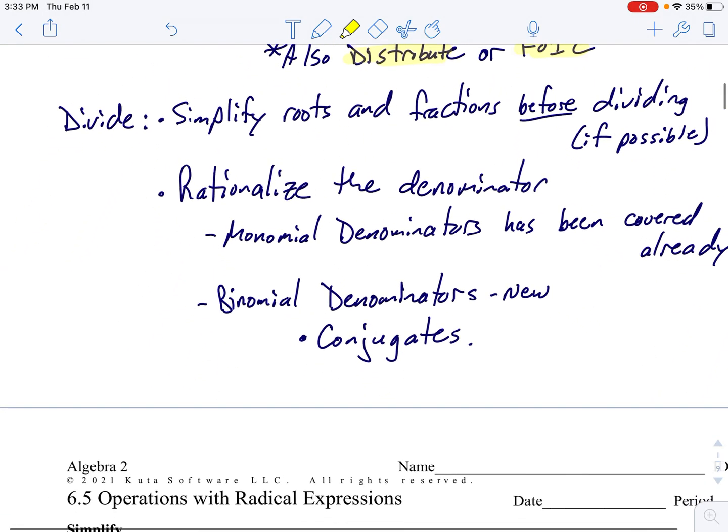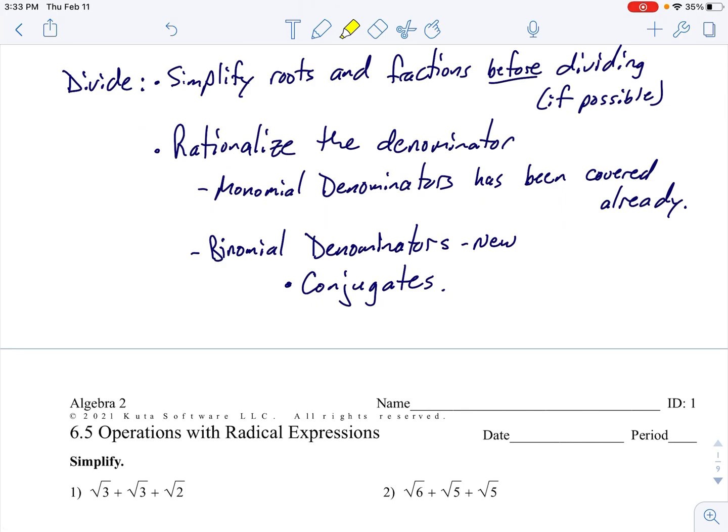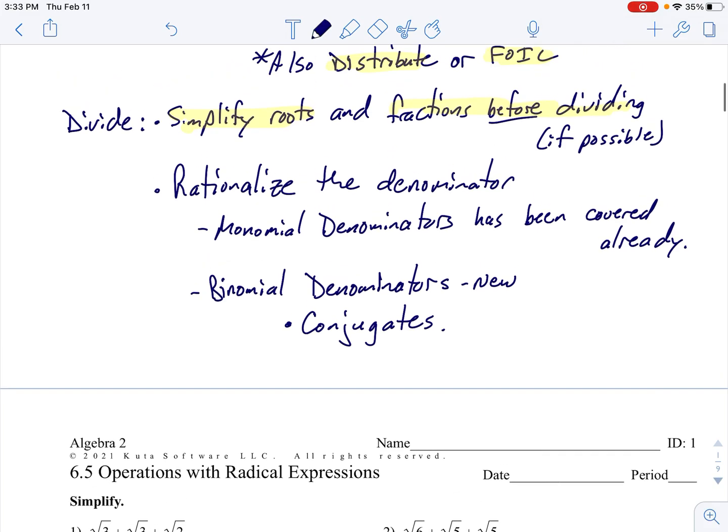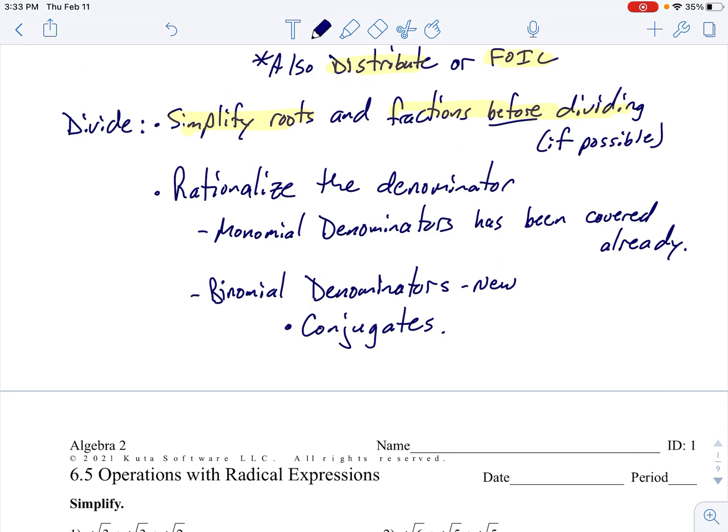When it comes to dividing, the final operation, first, simplify roots if you can. If you simplify them first, that ends up taking away a lot of the work. If you can't simplify the roots, or for that fact, the fractions, right? You know how to simplify a fraction. If you've got 6/8, you can simplify that to 3/4. It's called reducing the fraction. If you can reduce the fraction before you start doing all the radical stuff, that can help too. So always look out for that. Simplify it before you do the dividing.